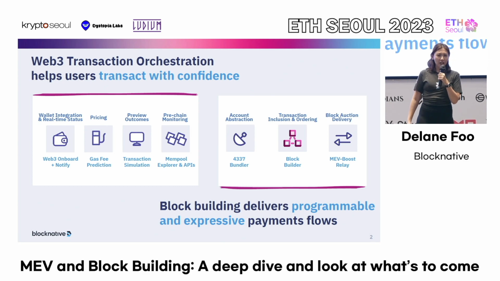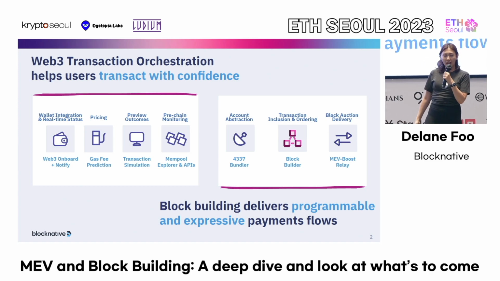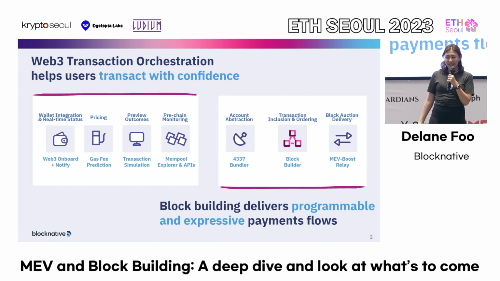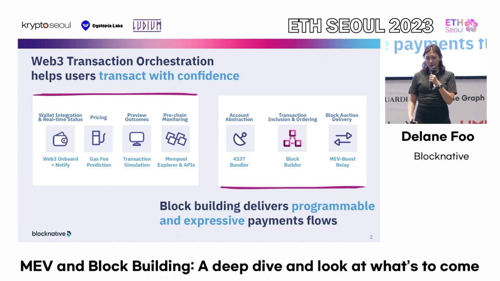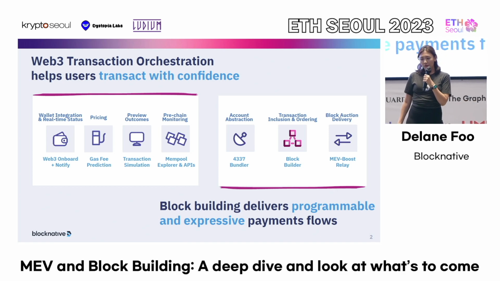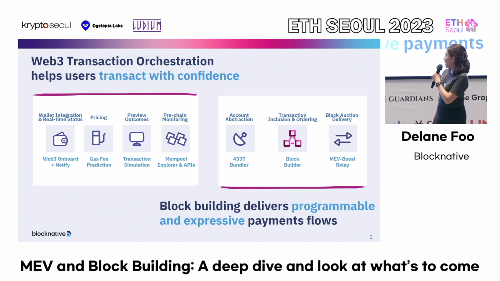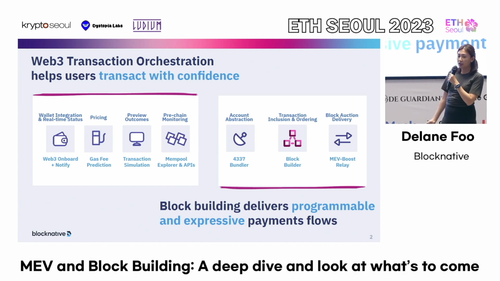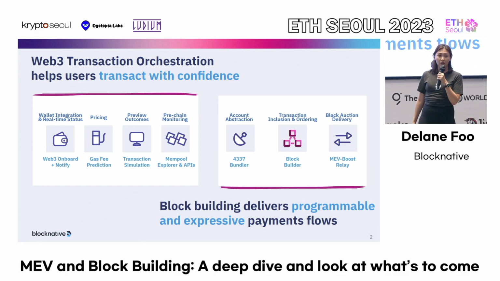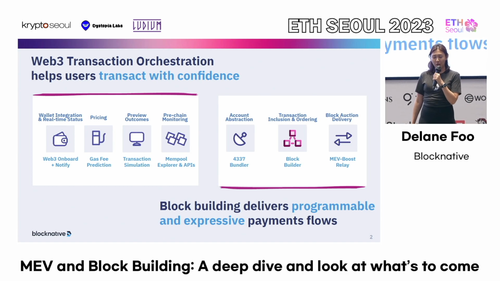So Blocknative, we've actually been running pretty robust infrastructure and a set of tools for giving users access to the pre-chain layer and also to transact with confidence since 2018. And what that looks like is, a lot of dApps would be familiar with our wallet integration and real-time notification tool called Web3 Onboard. We also have gas fee prediction, transaction simulation, mempool Explorer, and APIs. A lot of our tools are available as APIs, SDKs, and webhooks. So we are a real infrastructure project.